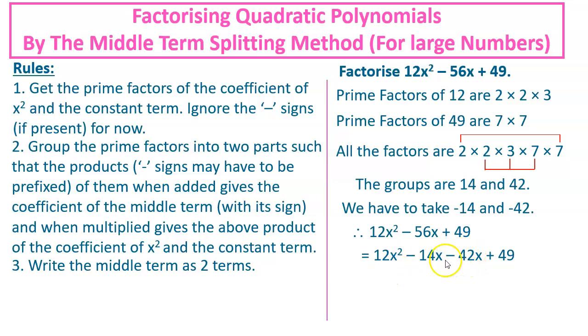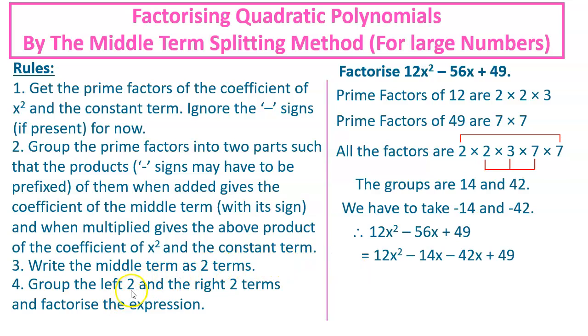Initially we were having 3 terms. Now we are having 4 terms. Now group the left 2 and the right 2 terms and factorize the expression. We'll be taking 12x square minus 14x and making one group, and minus 42x plus 49 we'll be making another group. And from 12x square minus 14x, the common factor will obviously be 2x.